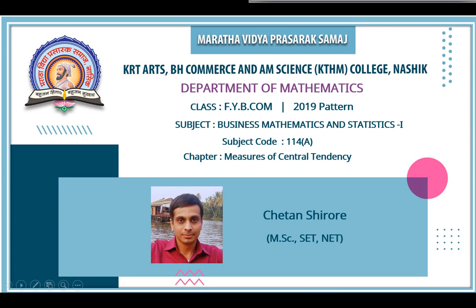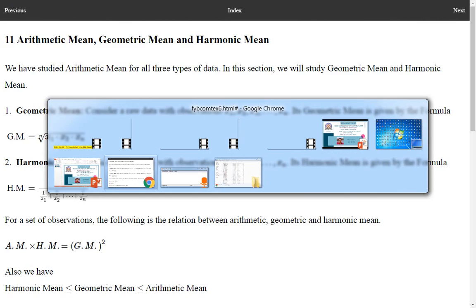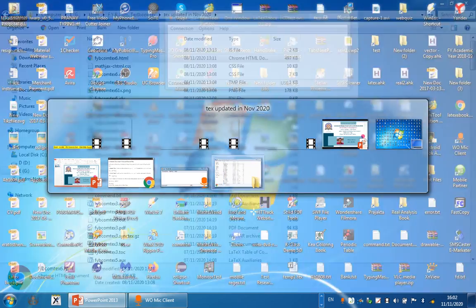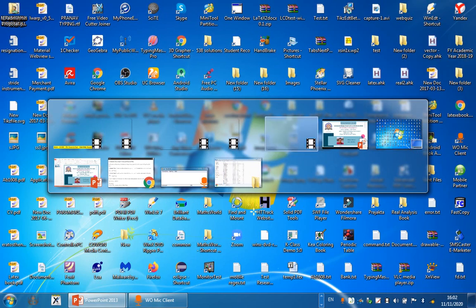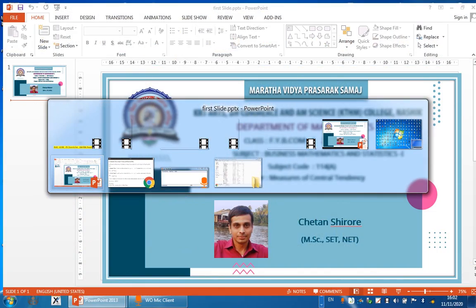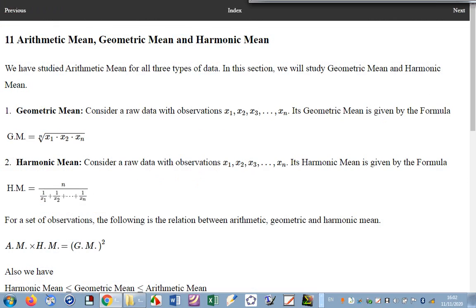Dear students, in this lecture on measures of central tendency, we will study three types of mean: arithmetic mean, geometric mean, and harmonic mean. We will also study the relation between arithmetic mean, geometric mean, and harmonic mean.